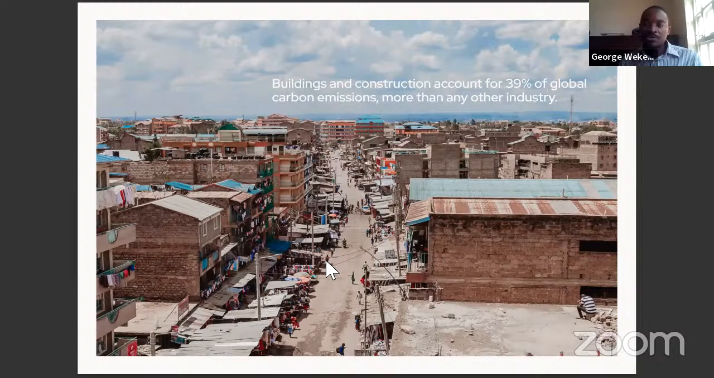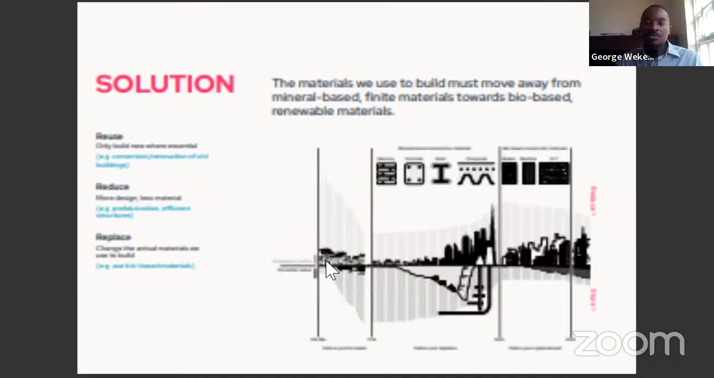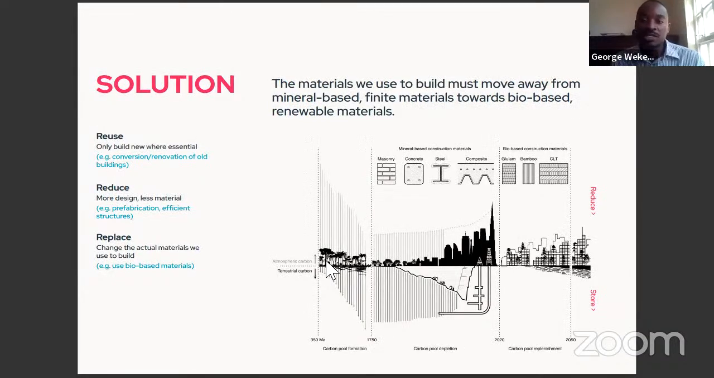Buildings and construction account for 39% of global carbon emissions, more than any other industry. And 8% of the global carbon emissions come from concrete and steel. So with an understanding of how much steel and concrete contribute to the carbon footprint, we definitely need to change the way that we build. And what we as BuildX have investigated as a solution that could work for the long term is looking along the lines of bio-based materials, which include timber, bamboo, and similar materials.